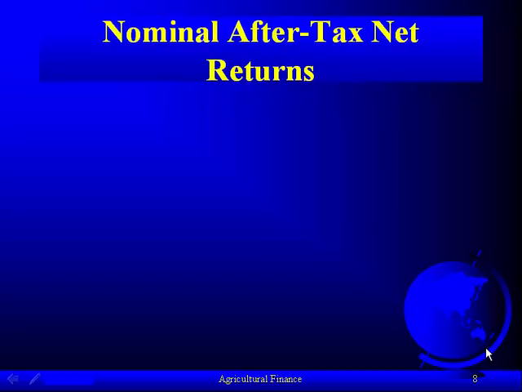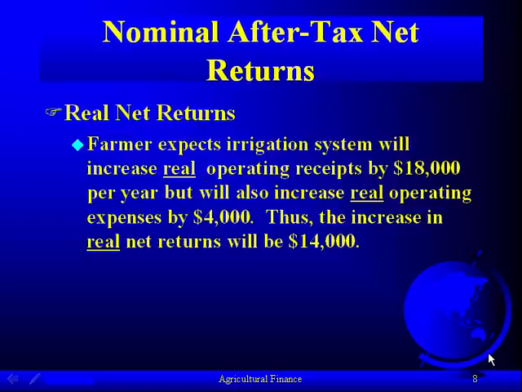And remember, nominal, if we're looking at the cash flows, or the countable dollars. How many actual, physical dollars are going to come into the company each year in this inflationary environment? In the text of this problem, it said that the farmer expects the irrigation system will increase real operating receipts by $18,000 per year, but will also increase the real operating expenses by $4,000. In this particular case, the farmer expects his real net returns will be $14,000.